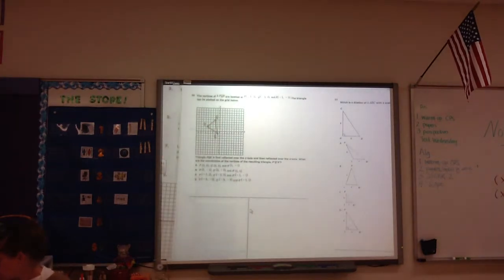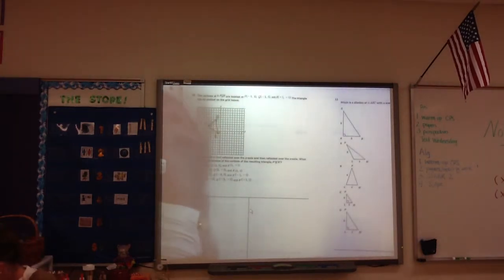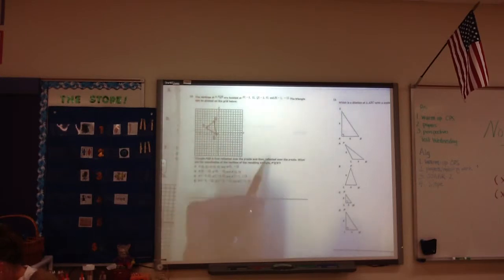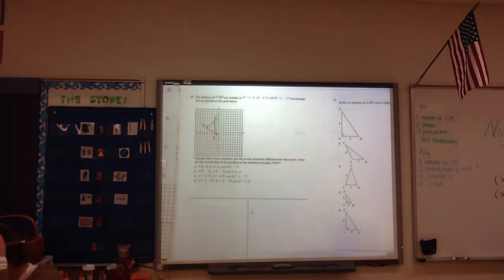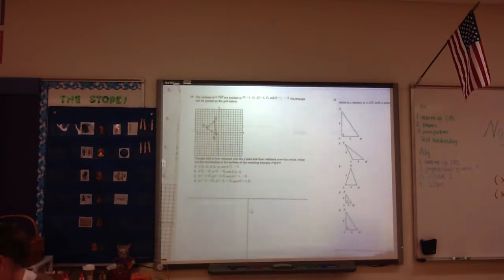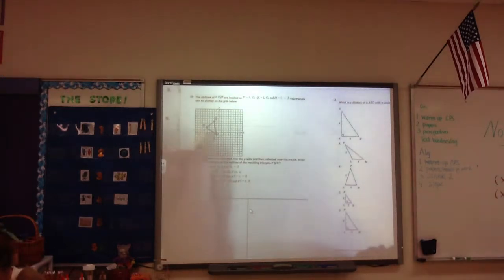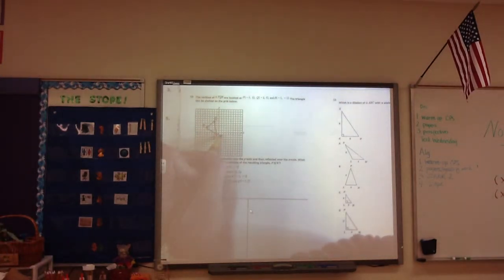It says it's first reflected over the y-axis and then reflected over the x-axis. What are the coordinates of the vertices for the resulting triangle? Please take time to do that. Pause the video now. Okay, I'm going to go ahead and reflect my points.